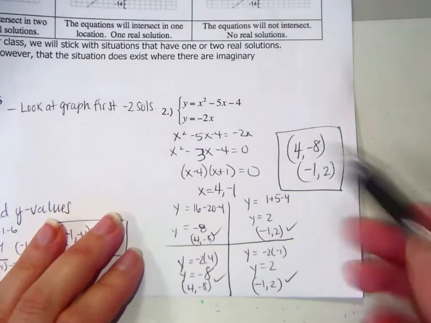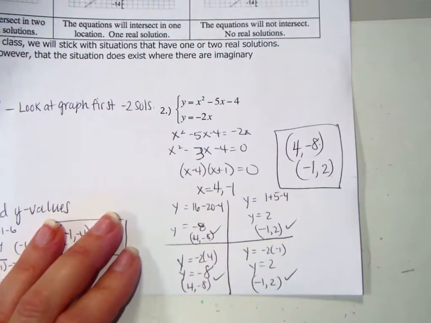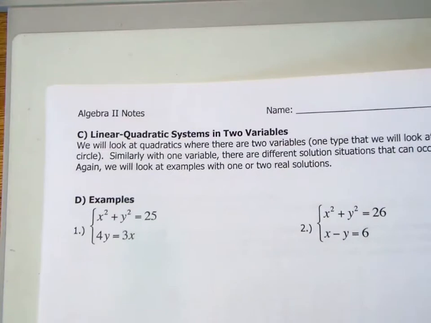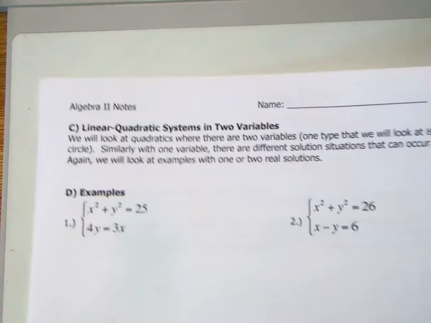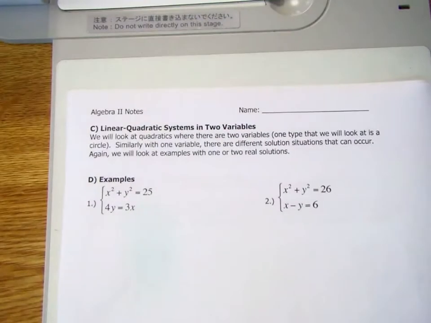Hopefully you tried this second system on your own. The two ordered pairs or solutions that you should have had are (4, -8) and (-1, 2). All right, let's move on to a different type of system, and this will be the only other type that we look at. Now we are going to look at, again, a linear equation, but this time a quadratic equation that has two variables, okay?